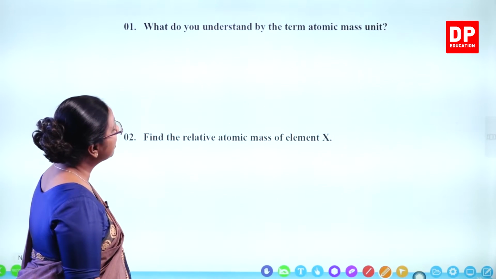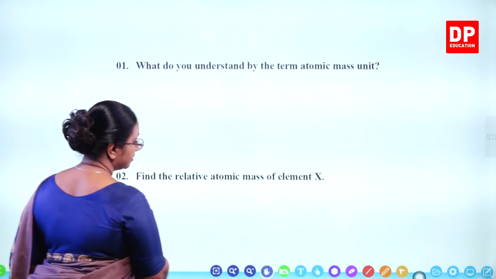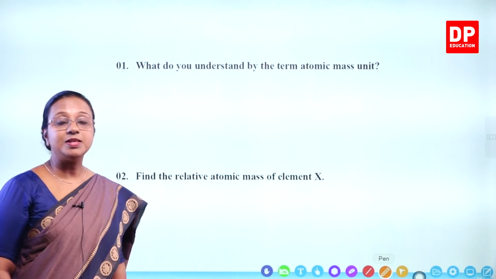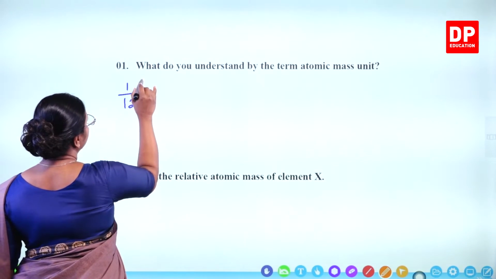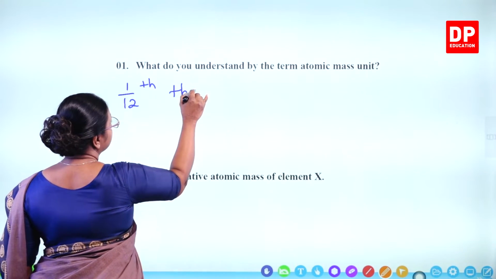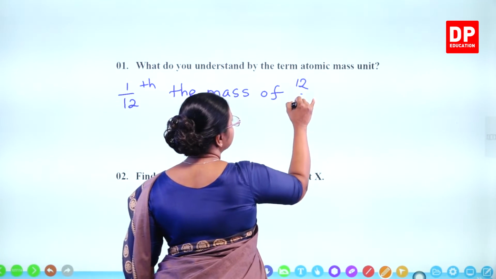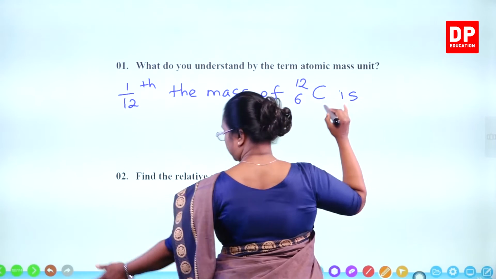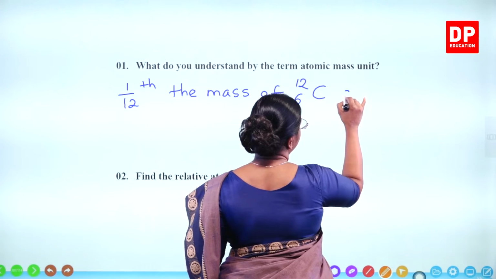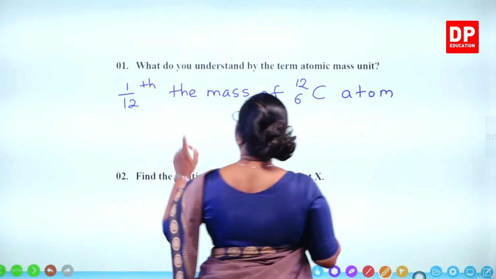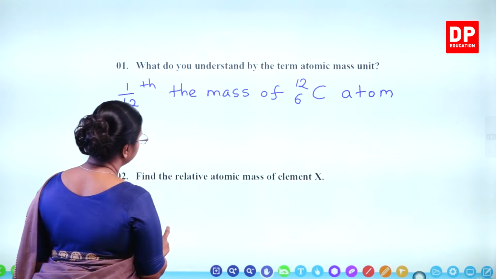What do you understand by the term atomic mass unit? What is atomic mass unit? 1/12 the mass of a carbon-12 isotope atom. So 1/12 the mass of carbon-12. You don't even have to say isotope, carbon-12 atom. That is atomic mass unit. Then what do you need to find?